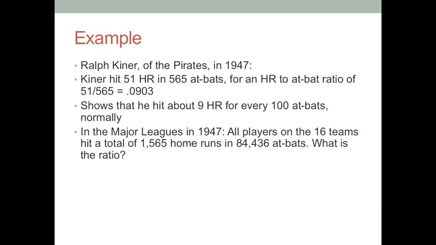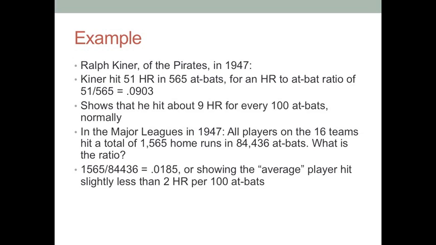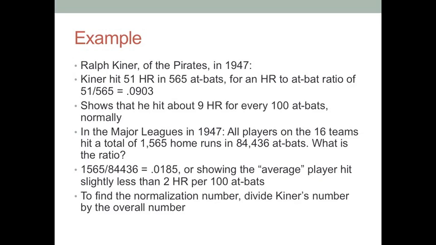In the major leagues in 1947, all players hit 1,565 home runs in 84,436 at-bats. Take the home run number divided by the at-bats to get .0185, showing the average player hit just under 2 home runs per 100 at-bats. So there you have their relativity, their normalization numbers. Ralph Kiner, .0903, and the league that season, .0185. You divide Kiner's number by the overall number, and you get 4.8689.